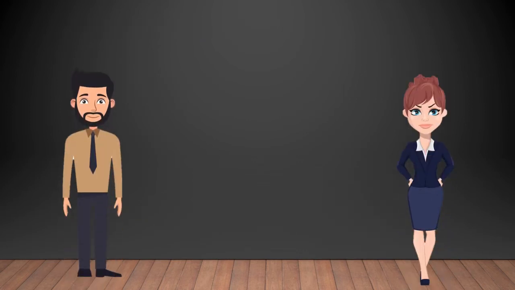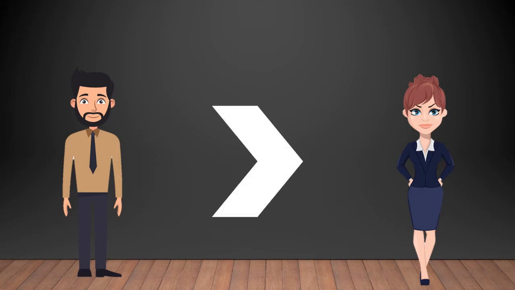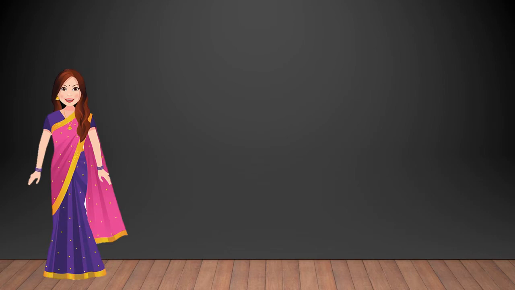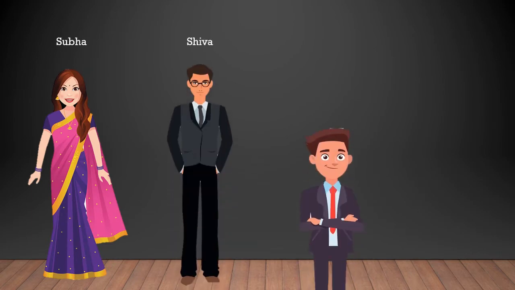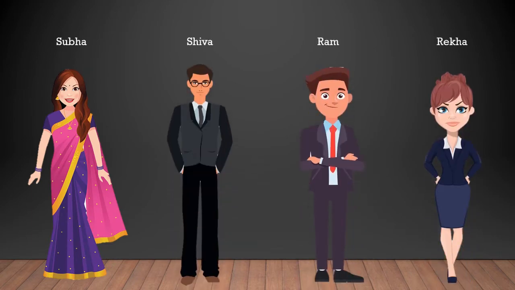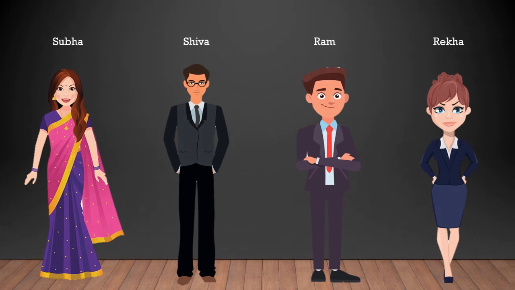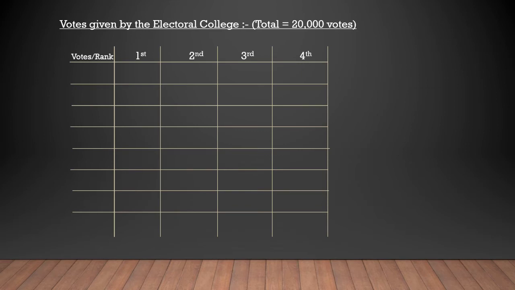If there are only 2 candidates, then the election process becomes easy, as any one of them will surely win the majority. And then the single transferable vote system cannot be explained clearly to you. So I'm assuming that there are 4 candidates, namely Subha, Shiva, Ram and Rekha. The votes given by the Electoral College of 20,000 is as follows.